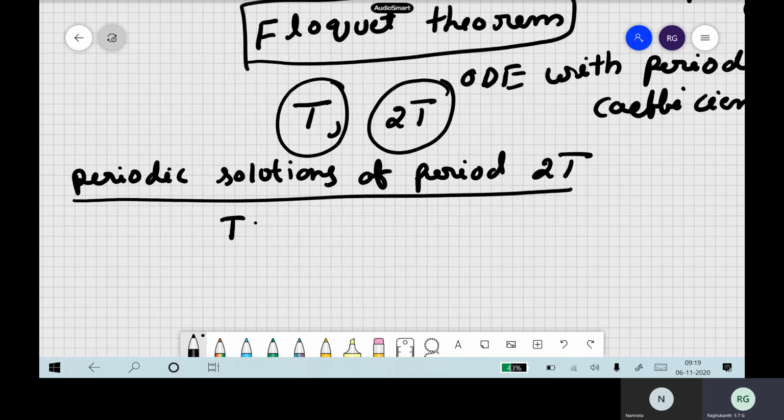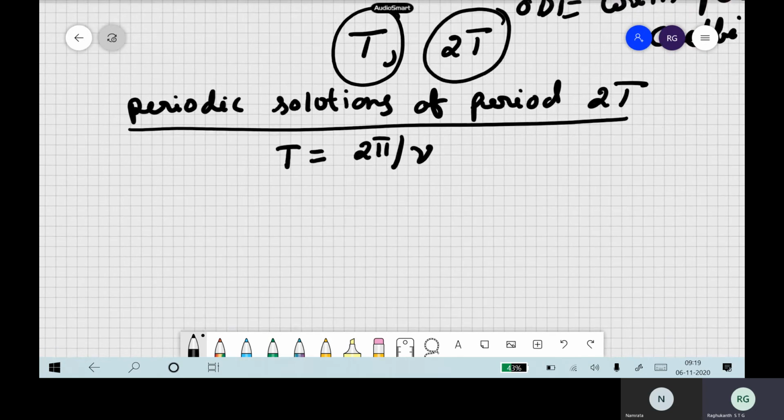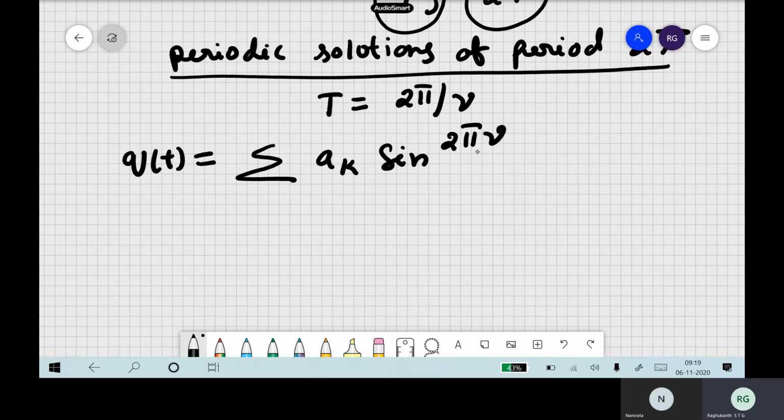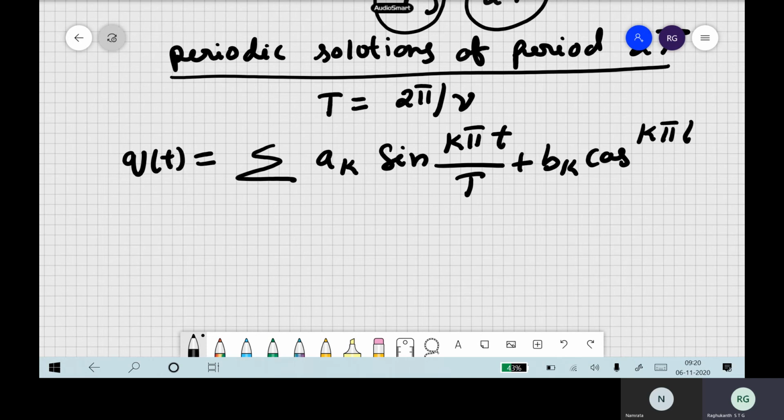So let us look at these types of solutions, which have a period 2T. T is 2 pi by nu itself. Periodic solutions of period 2T can be expressed in terms of a Fourier series with odd terms. So q of t, if you take the Fourier series, is a_k sine of k pi t by capital T plus b_k cos of k pi t by capital T. So the periodic solutions of 2T can be given by these odd terms.